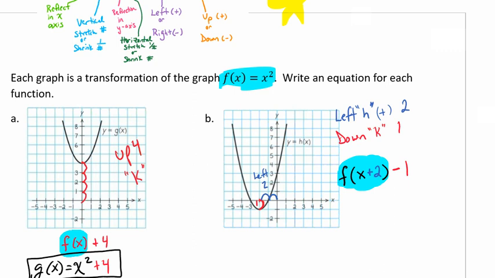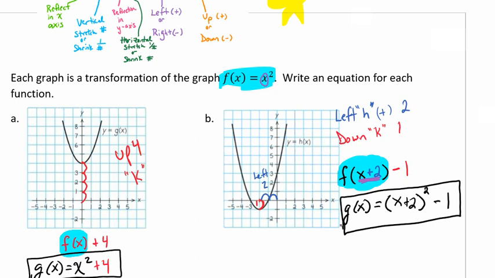Now remember that f of x means x squared. But notice that inside, we don't just have an x, we have an x plus 2, which means that this x is going to need to be replaced with x plus 2. So let's write that equation. Let's start by naming it. So our new equation will be called g of x equals, now instead of writing x squared, we need to write x plus 2 squared minus 1. And we can't simplify anything, and so we're done. And that is the solution to that particular example.